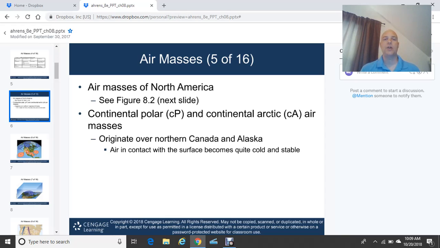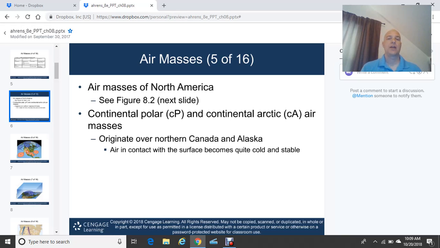Continental polar air masses, CP, and continental Arctic air masses, CA, originate over northern Canada and Alaska. They're both continental in nature, which means they both form over land, and they usually form at the higher latitudes, where you have ice or snow, in fairly flat surface areas. Remember, we want something that's flat, and of uniform composition. In this example, it would be the ice or snow cover.